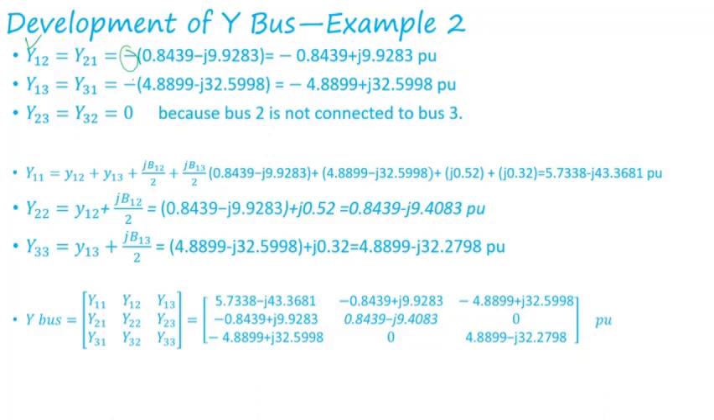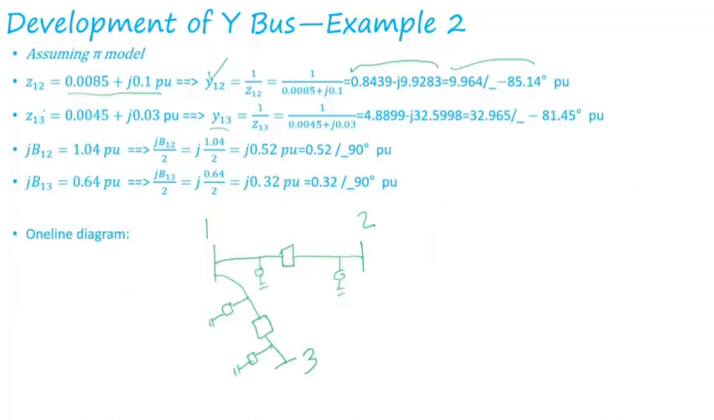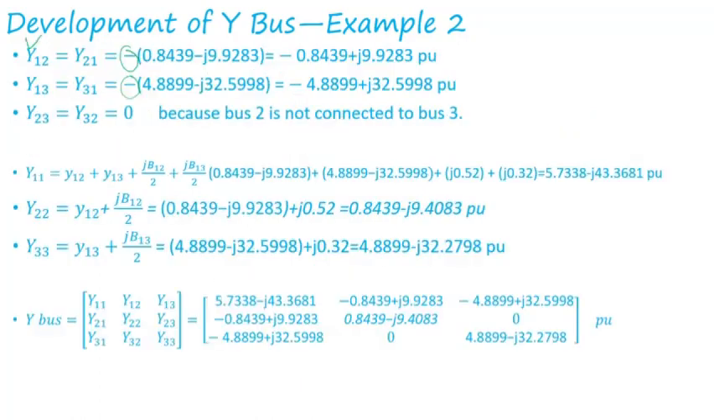So off diagonal, you always stick a negative sign, then you put the admittance connecting the two buses. From this little sketch, I see that there is nothing connected between bus 2 and 3. That means that admittance is 0. Anytime nothing is connected between two buses, the equivalent admittance is just 0.